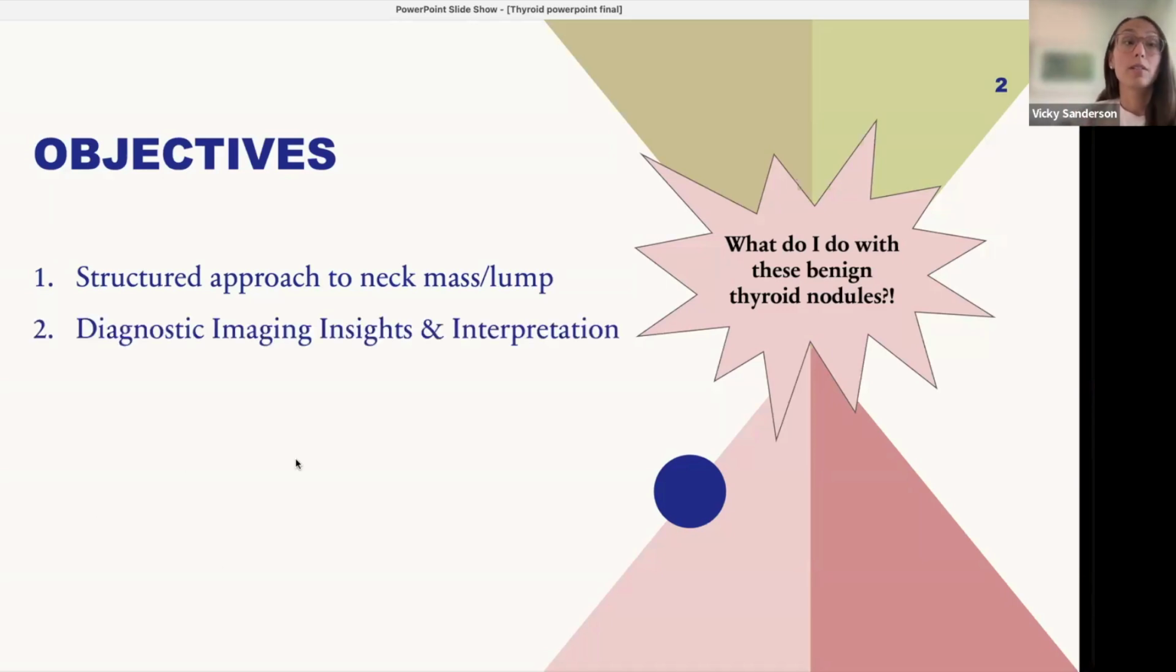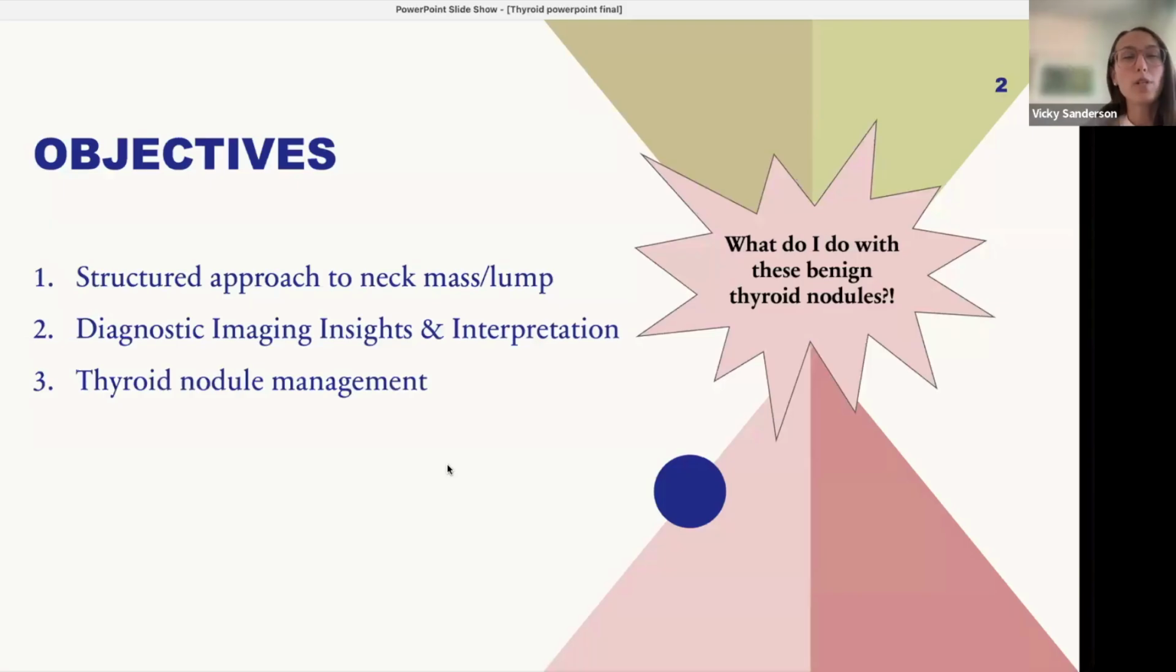Again, getting into diagnostic imaging insights and interpretation with these neck masses and lumps, which are very common in primary care. And then what do we do with all those thyroid nodules, right? Over the age of 50, about 50% of people will have these incidental thyroid nodules found, whether it's on CT or a neck ultrasound. And it can be kind of dicey to keep following up with these patients. When can we stop following? What's a concerning nodule? What's a less concerning nodule? So we'll get into the management for that because it's super common to find this in any primary healthcare setting.